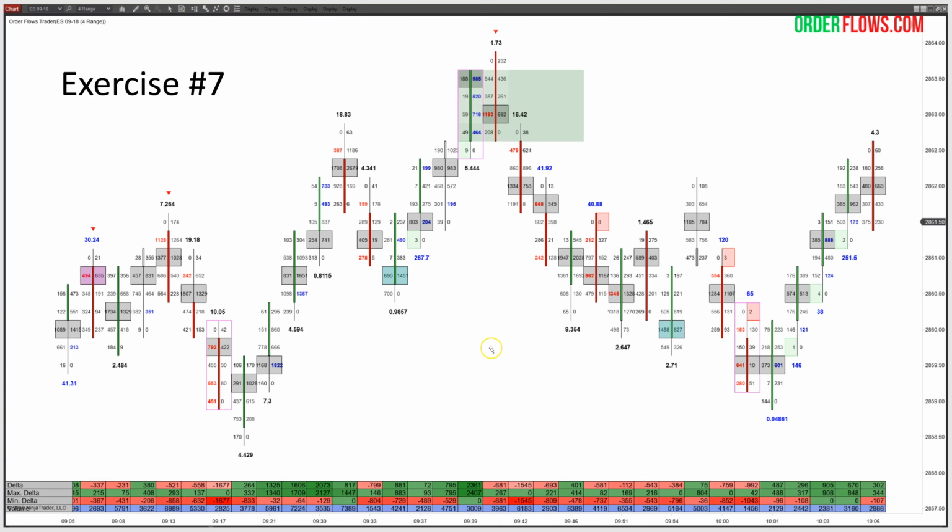Okay, so this is delta flip. Hopefully you can see it here. You got positive delta finishing at 2361. The max delta is 2407. The min delta is 0.